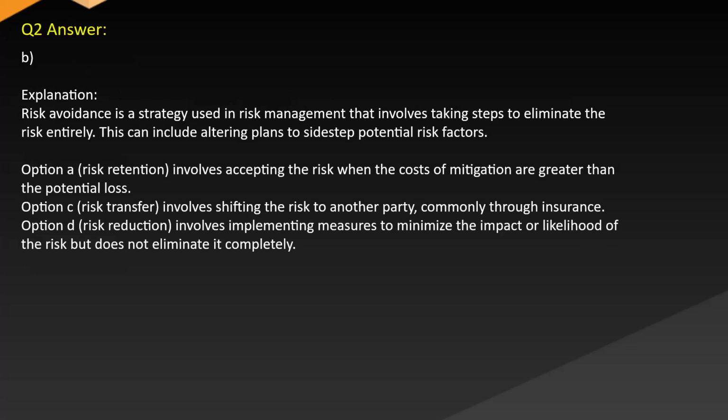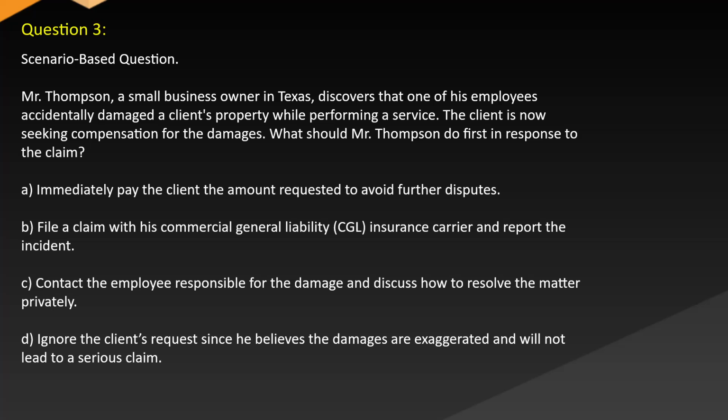Answer. B. Explanation. Risk avoidance is a strategy used in risk management that involves taking steps to eliminate the risk entirely. This can include altering plans to sidestep potential risk factors. Option A, risk retention, involves accepting the risk when the costs of mitigation are greater than the potential loss. Option C, risk transfer, involves shifting the risk to another party, commonly through insurance. Option D, risk reduction, involves implementing measures to minimize the impact or likelihood of the risk but does not eliminate it completely.